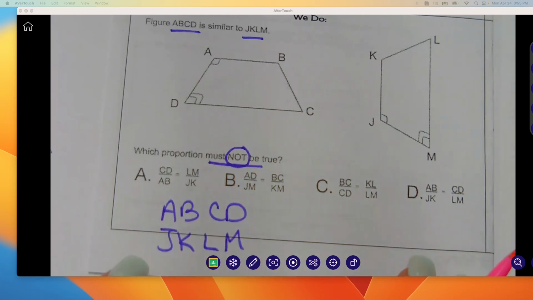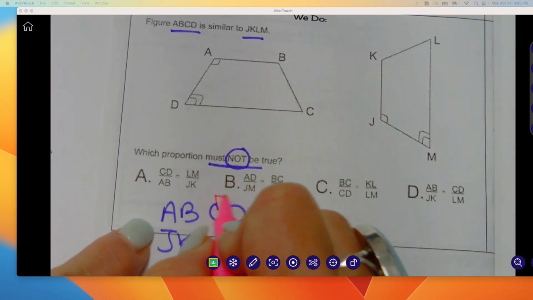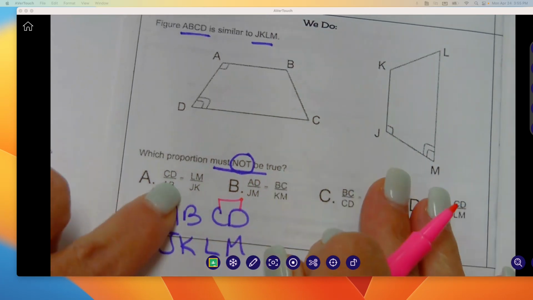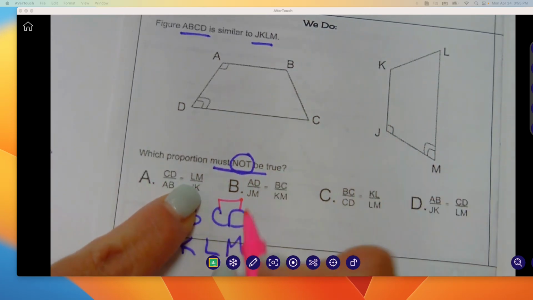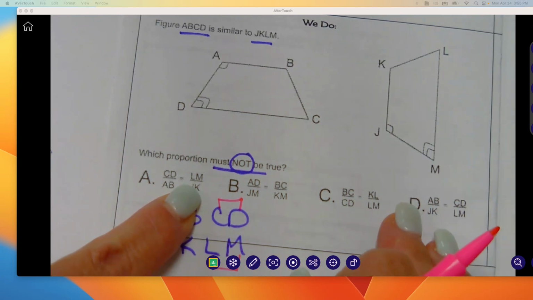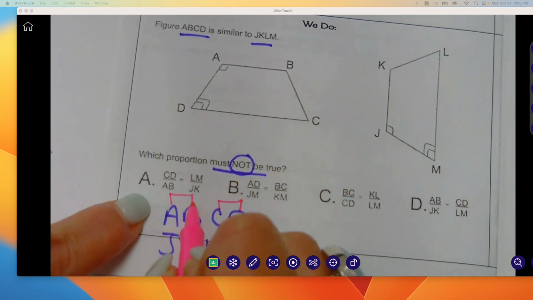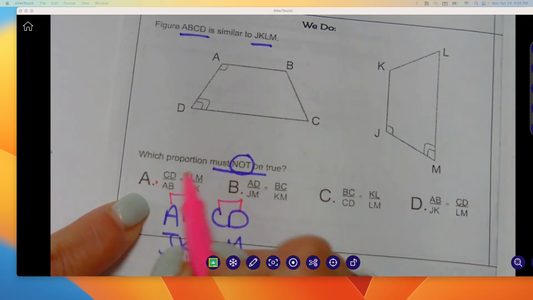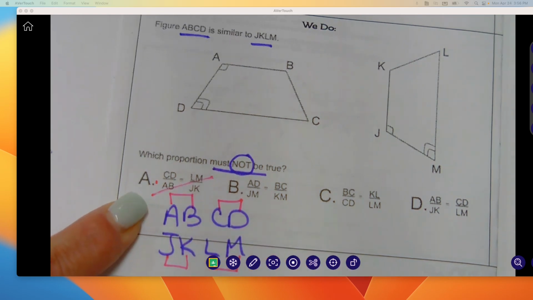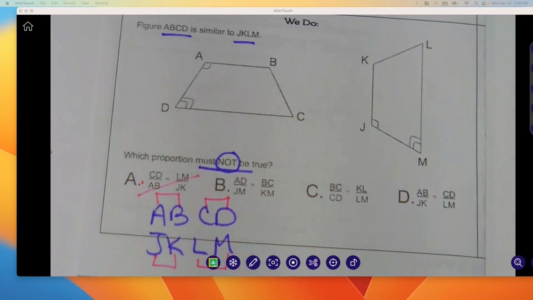So the first one, letter A, we have CD. Since that is on the same, we're going to go across. So CD corresponds with LM. So that checks out. We have AB corresponds with JK. Okay, that one works, but they want to know which one is not true. So it's not letter A. Let's look at letter B.